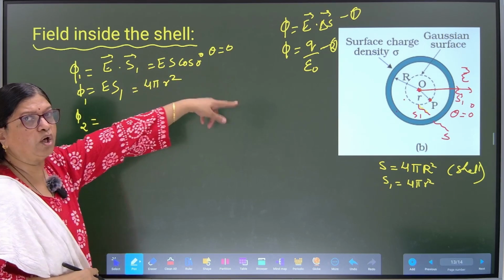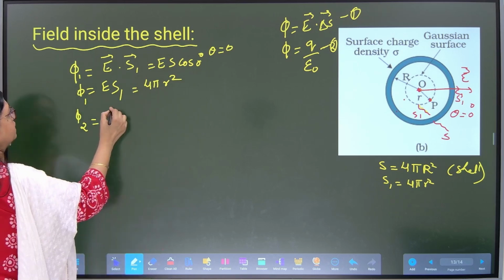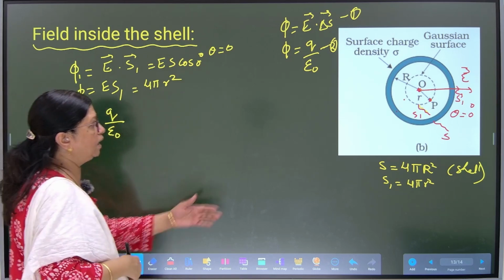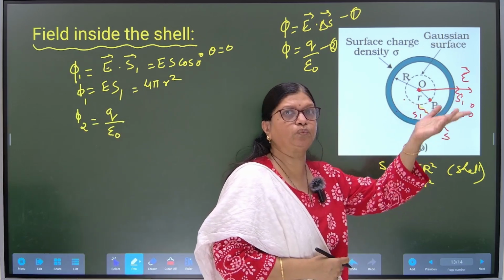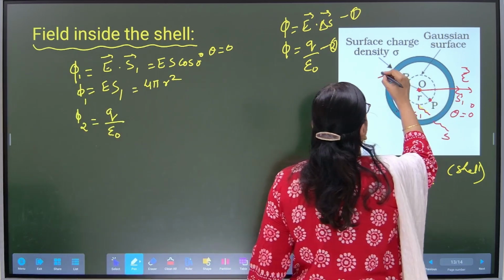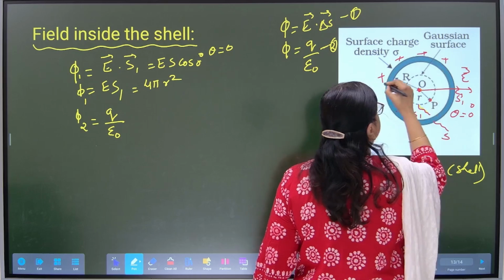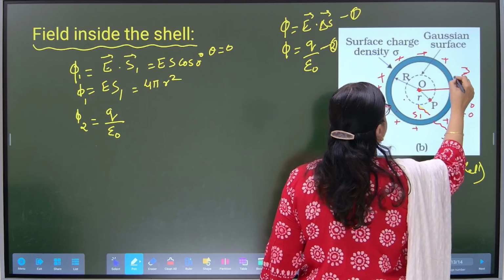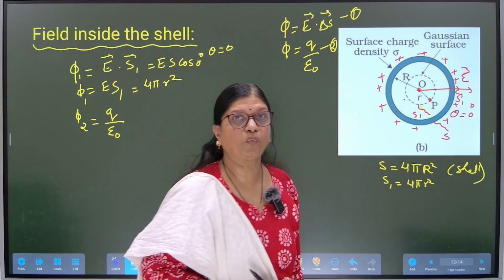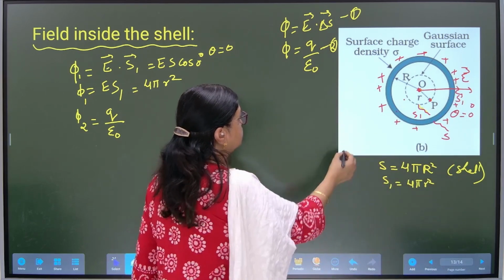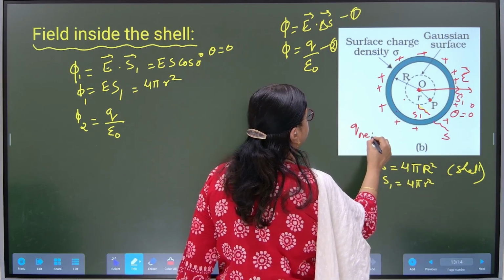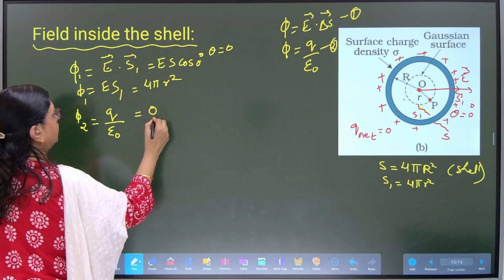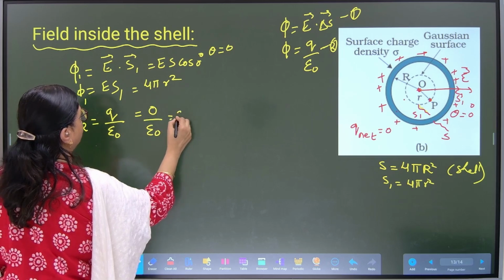For Gauss's law, Q is the charge enclosed by the Gaussian surface. Is there any charge enclosed by the Gaussian surface? Where is the charge? The charge is on the surface. There is no charge inside the shell. There is no charge enclosed by the Gaussian surface. So what is Q net in this case? Q net is equal to 0. So here I get 0 upon epsilon naught, so 0.